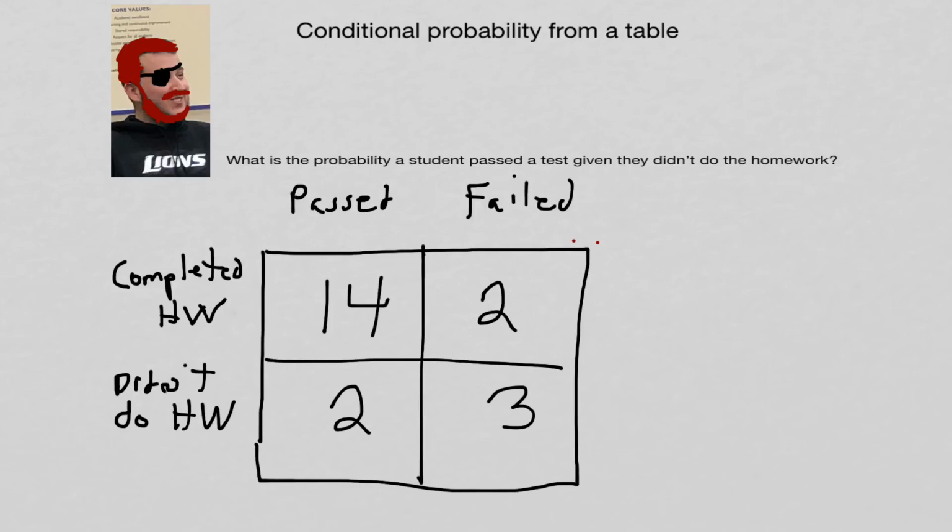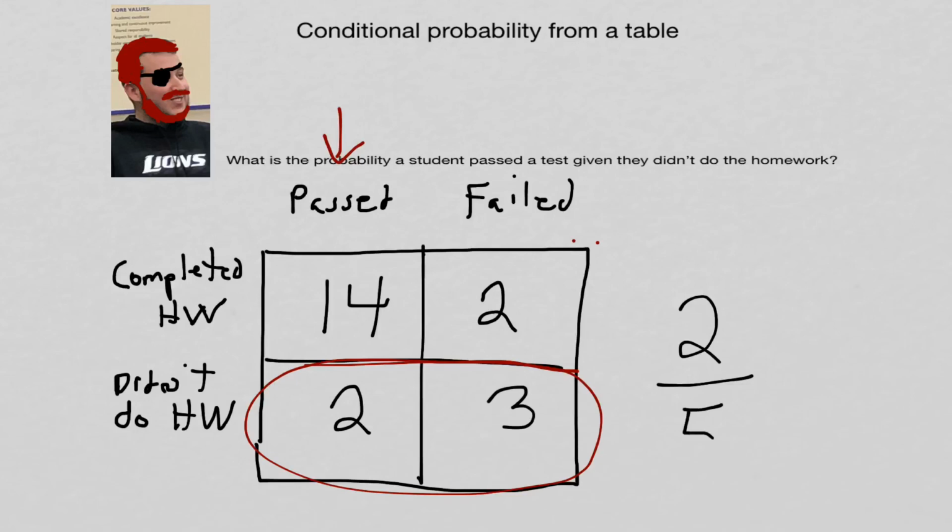Hopefully you gave it a try and you can match your answer against mine. Let's look at the way this question is written. What's the probability that the student passed a test given they didn't do the homework? Given they didn't do the homework are the keywords, so we know we're just talking about these here. There are only 5 students that didn't do the homework. If we look at this column here, that's the pass. So we know that 2 passed and there were 5 that didn't do their homework.